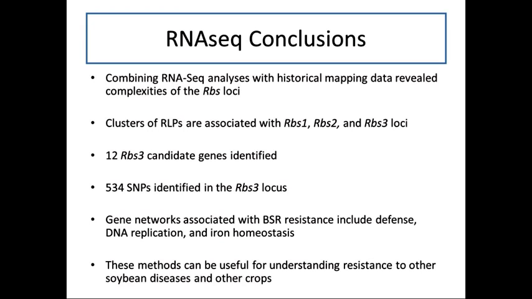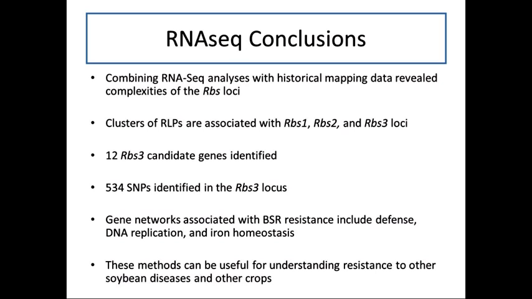So in conclusion, by combining the RNA-Seq analysis with the historical mapping data, we see that this RBS region is really complex. But we were able to identify clusters of RLPs associated with RBS1, RBS2, and RBS3 loci. We found 12 candidate genes for RBS3 mediated resistance. They're all RLPs with the B3 domain, and it's likely that there's other RLPs associated with RBS1 and 2 resistance as well. We found 534 SNPs in the RBS3 locus.